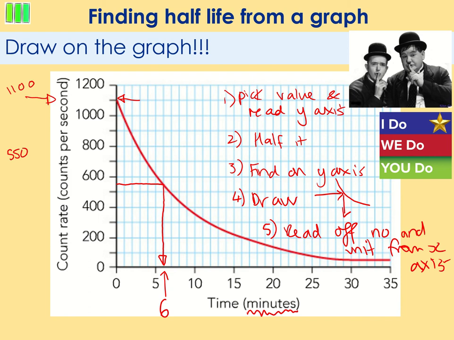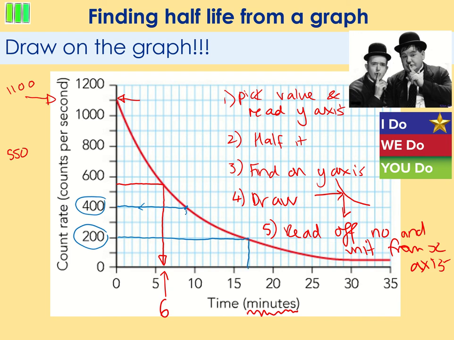The only other thing I was going to show you quickly is, look, it doesn't matter which value you start off with, so I'm going to pick a different start value. If I pick here, I'm going to pick 400 because it's one that's going through the grid line. I could have picked this value on the graph, go across to 400, halve that, and we get 200. I'm going to go across to the curve and then down.